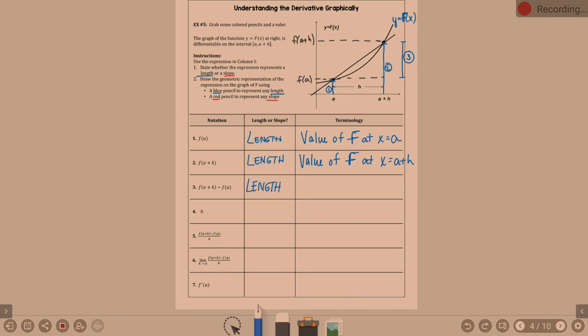Okay? This is the difference in y values for f between a and a plus h. Difference in y value for f between x equals a and x equals a plus h.